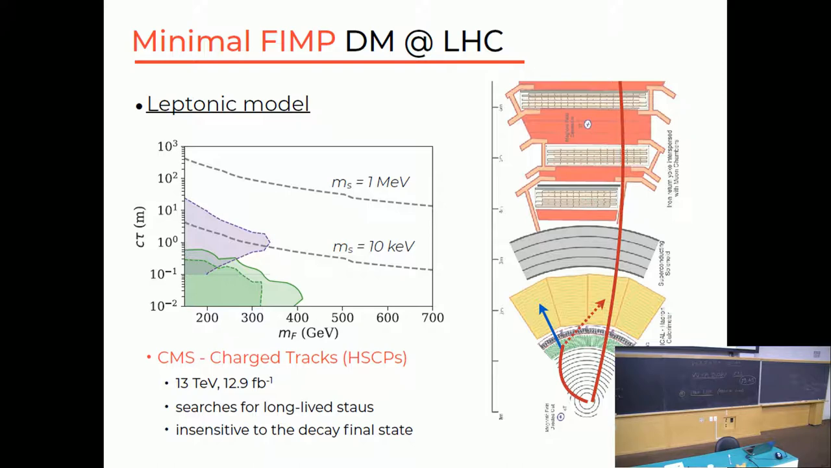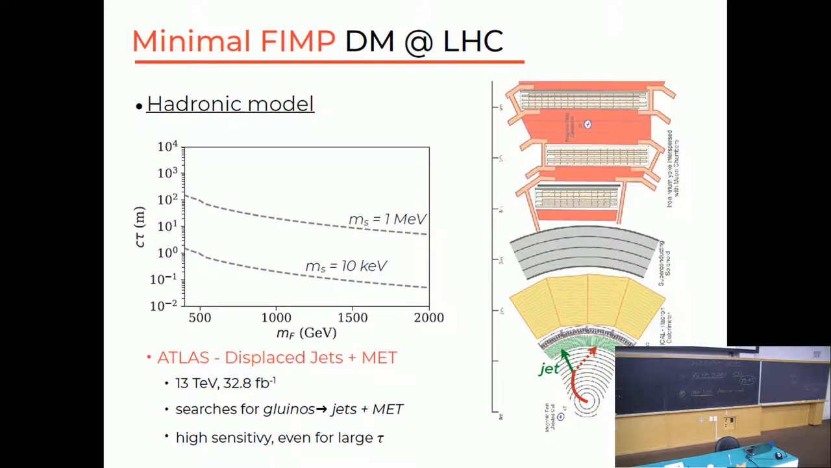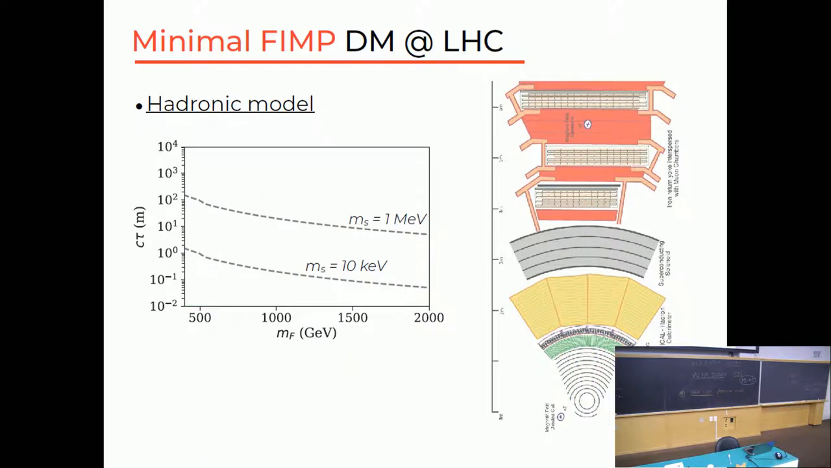And then finally, we have simply searches for charged tracks, and this is very convenient for us. So if our mediator decays after the tracker, so in the calorimeter, or outside the detector, we can apply this search, which actually is a search for long-lived staus. Right? And this is sort of the most powerful search because it excludes all this big region here. And this line just goes straight up. Right? So if I have larger lifetimes, all this part here is excluded. So this was for the leptonic model.